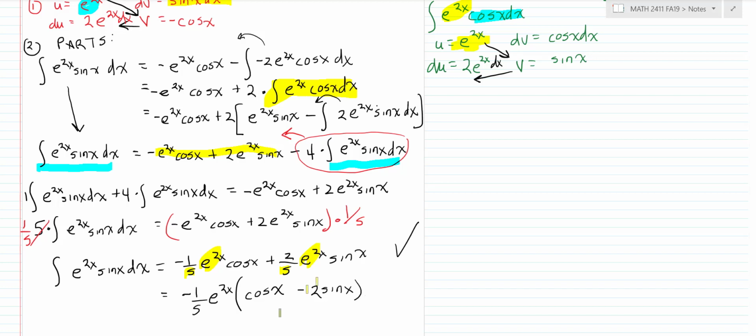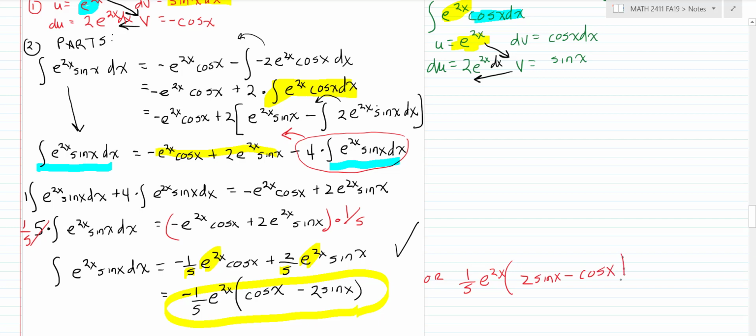There's more than one way you can write the answer to that problem. So you can write it like that. You could have written it like this. This is the same thing as just 1/5 e to the 2x, 2 sine x minus cosine x. That's what you would get if you didn't take the negative 1/5 out of there. So it doesn't really matter. Generally, if the first term has a negative in it, I just take it out. Okay? So that's it. That would be the answer to the problem.